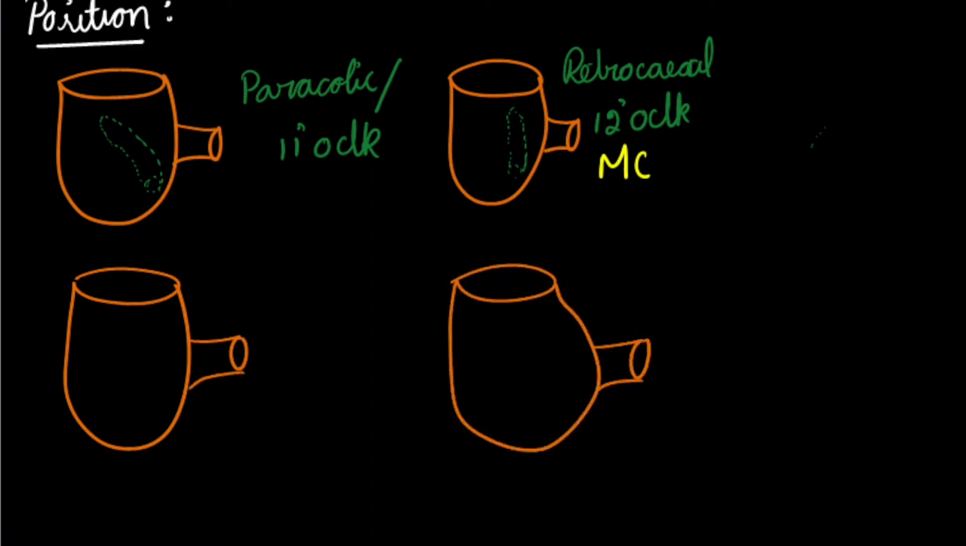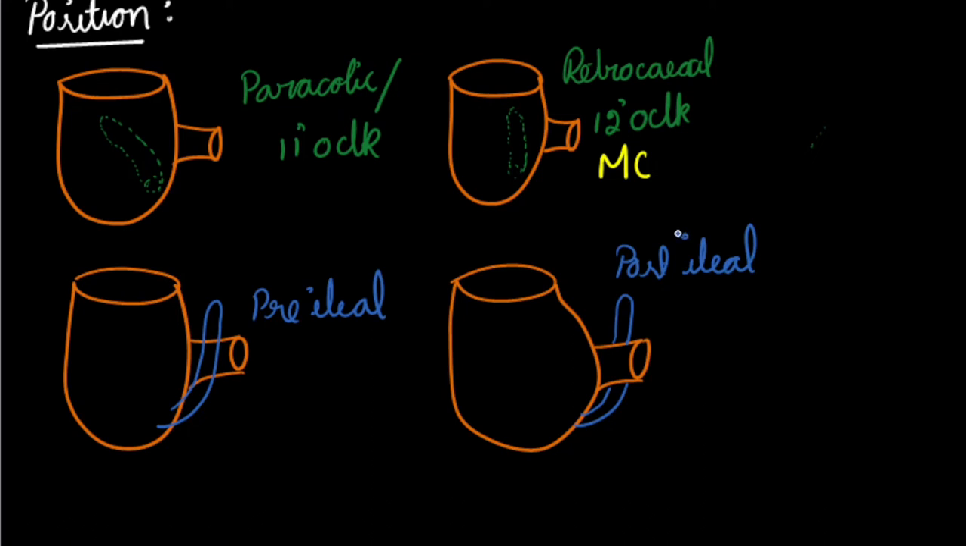Next, the appendix usually moves towards the left and upward direction. If the appendix is moving in front of the ileum, it is called the preileal type. And if it is moving behind the ileum, then it is called the post-ileal variety. The timing position is exactly 2 o'clock for both. So here the appendix is moving upwards and left. If it is behind, it is post-ileal, and if it is in front of the ileum, then it is pre-ileal.